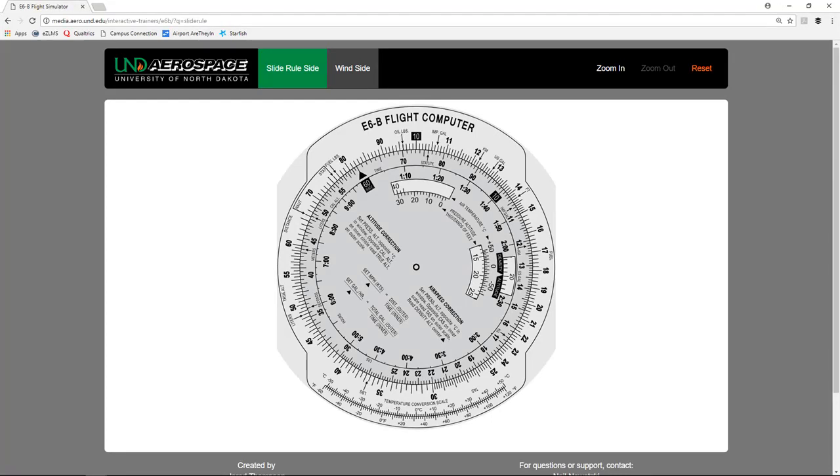We're looking for 2 hours and 30 minutes, which we find right here. 2 hours and 30 minutes. Above that on the A scale will be our total fuel that we will use. So it looks about 24 or 25 gallons that we will burn at a rate of 8.2 gallons per hour over 2 hours and 30 minutes.